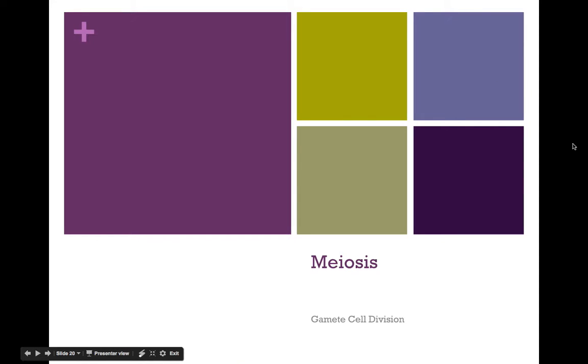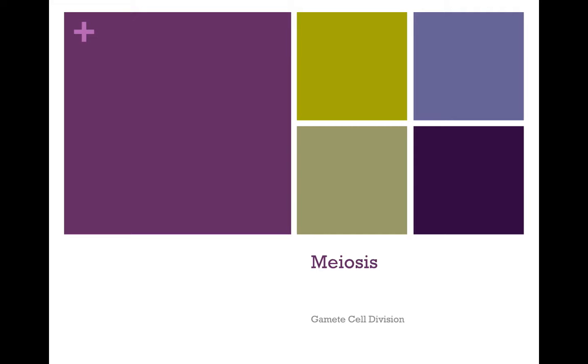This segment of your notes is on meiosis, or gamete cell division. Pay close attention to that word, meiosis. The correct pronunciation, it looks like it might be "mee-oh-sis," but it is actually "my-oh-sis." And it is a sister process to mitosis. It just makes a different type of cell.